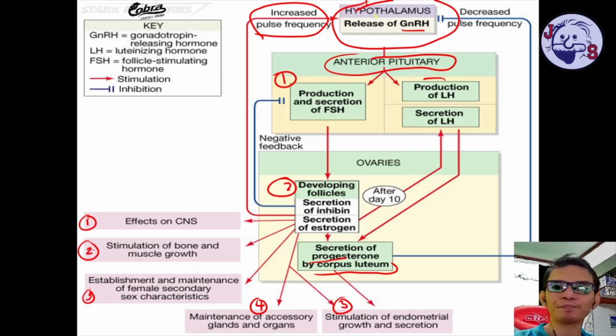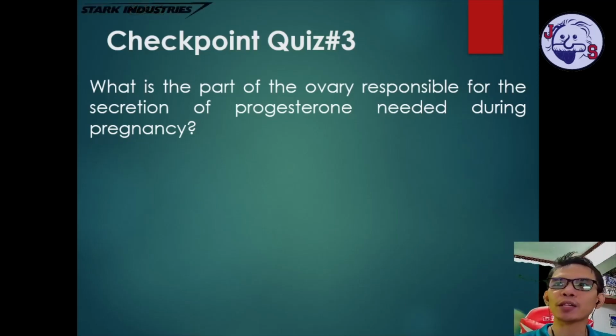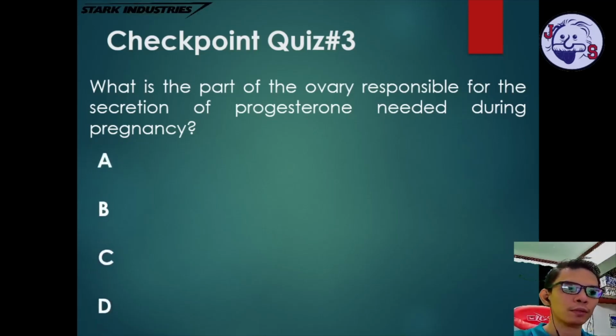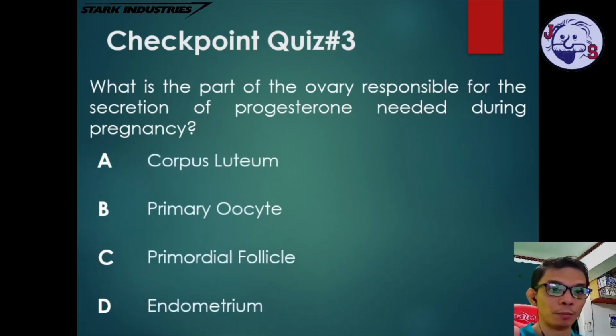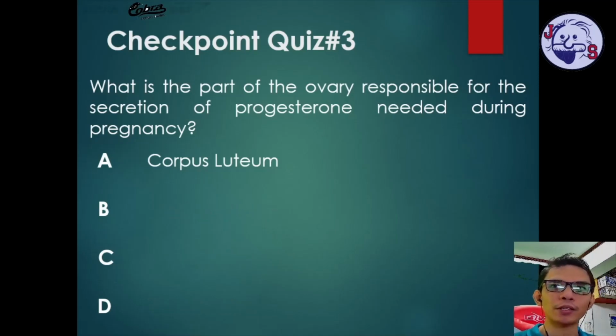So before we go to the next phase of our topic, let's have first these checkpoint questions. What is the part of the ovary responsible for the secretion of the progesterone needed during pregnancy? These are the choices. You may want to pause the video before you select. The answer to this question is none other than the corpus luteum. The corpus luteum is the part responsible for the secretion of the progesterone.